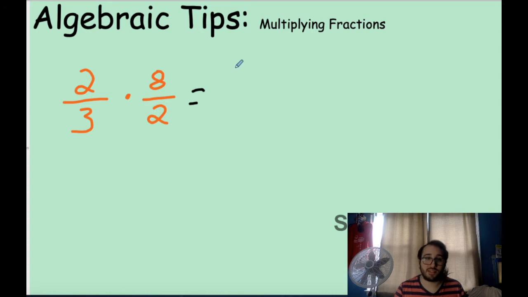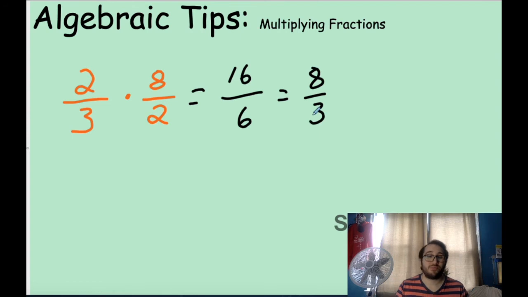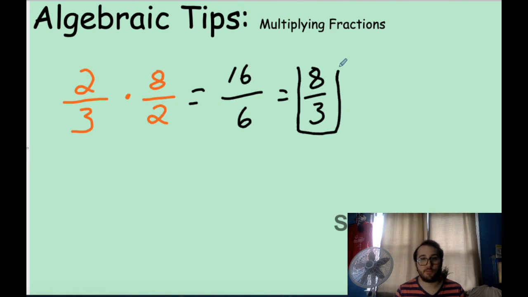8 times 2 is 16. 3 times 2 is 6. Simplify this, which means that I can find numbers that divide both the top and bottom. The biggest number I can think of is, let's just use 2 and see what happens. 16 divided by 2 is 8. 6 divided by 2 is 3. I can't find any number besides 1 that divides 8 and 3, so this must be my final answer.